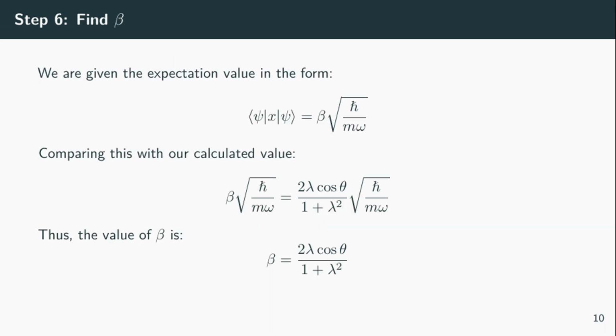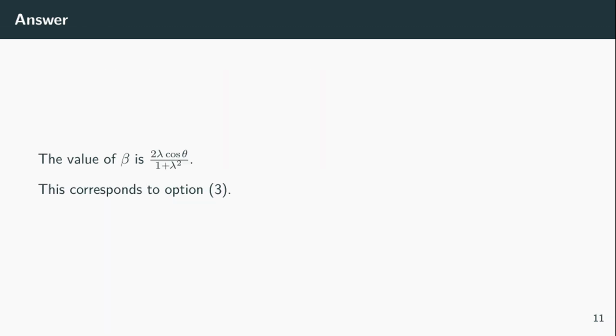Now in step 6 we find beta. We were given that the expectation value is equal to beta times the square root of h bar over m omega. We calculated the expectation value to be 2 lambda cosine theta over 1 plus lambda squared times the square root of h bar over m omega. Comparing these two expressions side by side, it's clear that beta must be the coefficient multiplying the square root term. So beta is equal to 2 lambda cosine theta divided by 1 plus lambda squared, and there you have it.